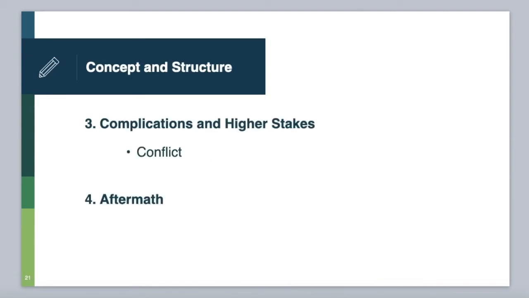Third, complications and higher stakes. This is the time wherein it already singles out one of the three sacred C's, which is conflict. And number four, you need to always provide the aftermath. Aftermath is technically speaking the learning in that particular story.